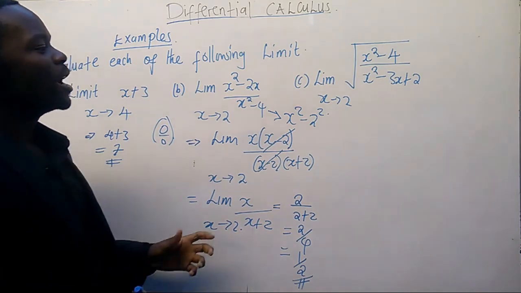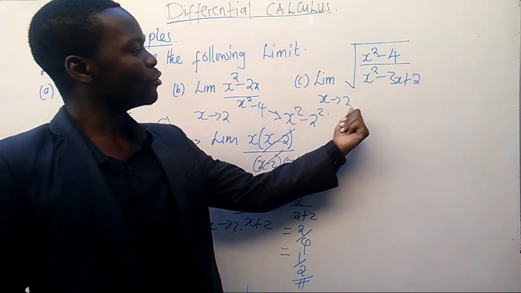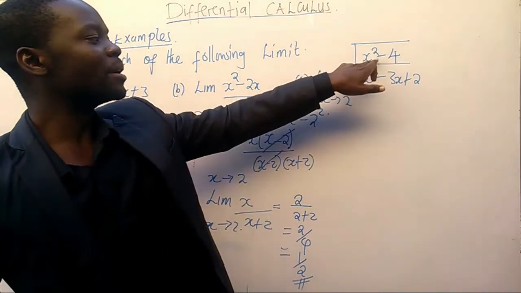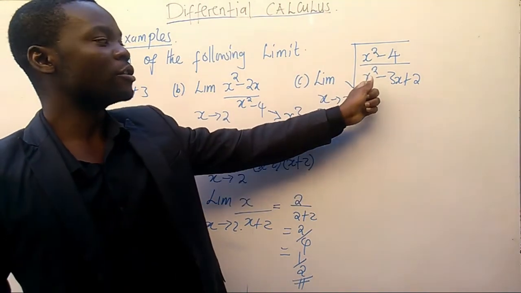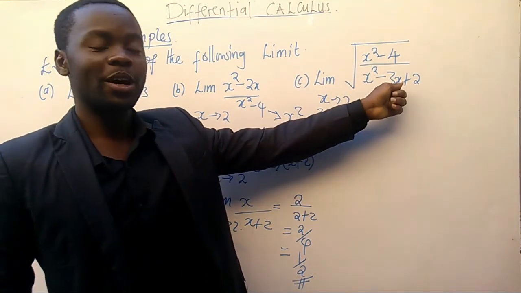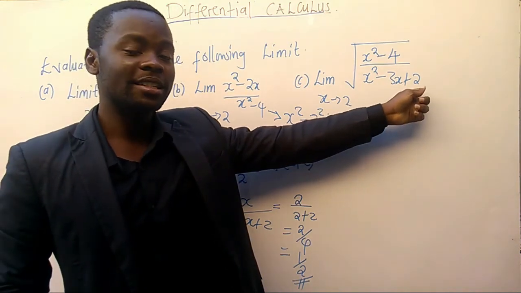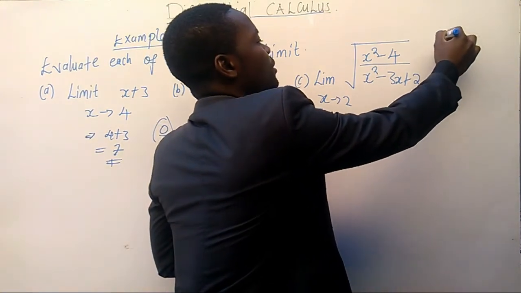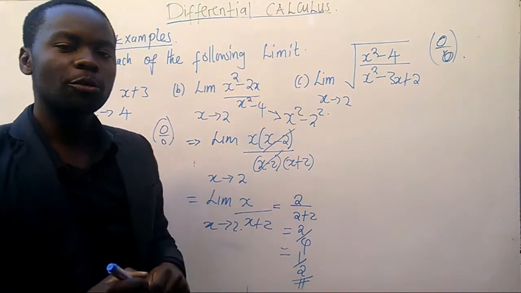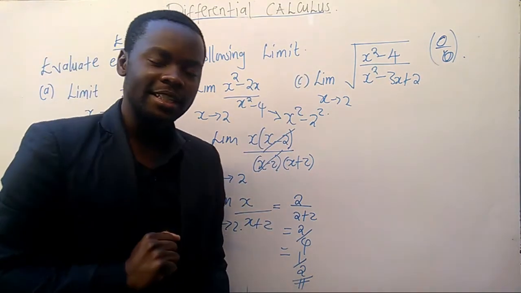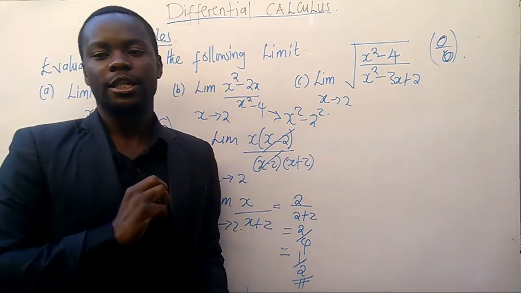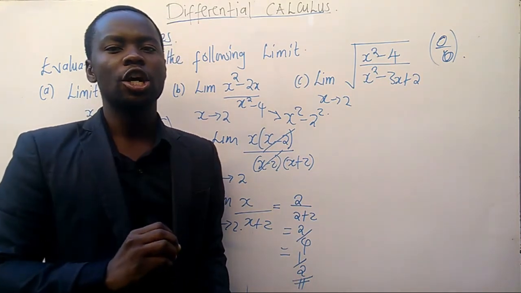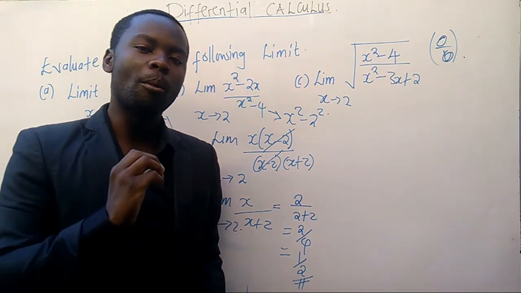In question C, when you substitute the value of 2 into this function, what are you going to have? The numerator, of course, is going to be 0. Here we are going to have 4. 4 minus 6 is negative 2, plus 2 is 0. So when you substitute directly, it leads to an indeterminate form, which is 0 over 0. For you to find the limit of question C, first try to simplify it. The only way you can simplify it is by factorization. When you factorize, you can also cancel out the common factors.